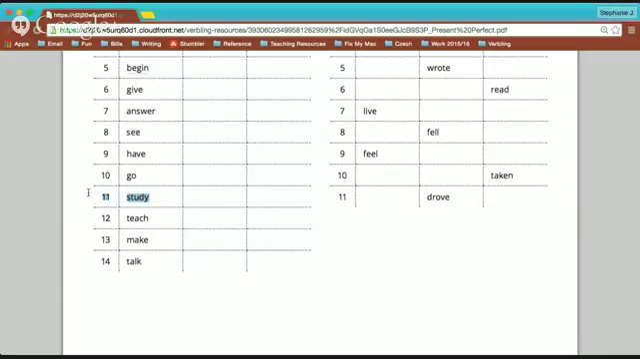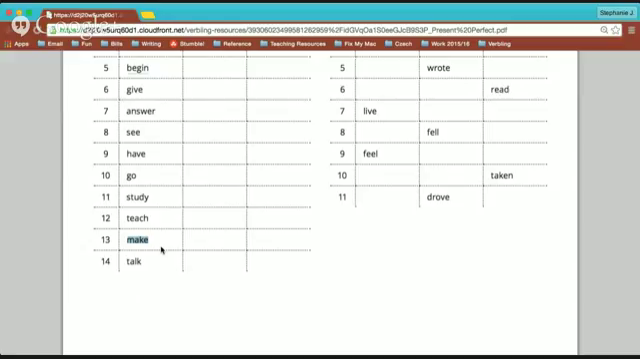Study. Studied and studied. Excellent, a regular verb there. We will have a spelling change with the Y. The Y goes to an IED. How about teach? Teached? This is one that is not regular. It is irregular. So, taught. Yes, very good. It's the same for the past and the past participle, but a big spelling change with that one. So, teach and taught.